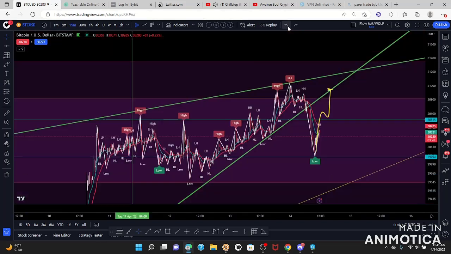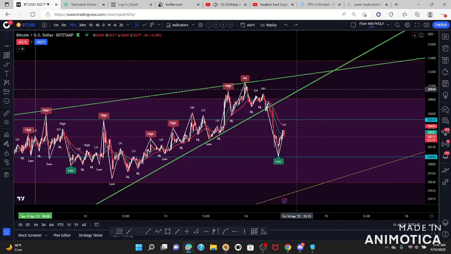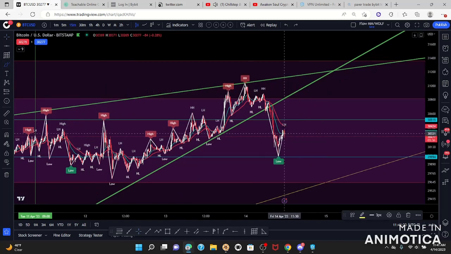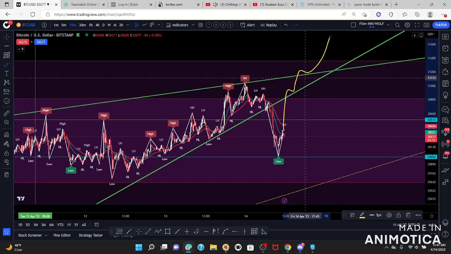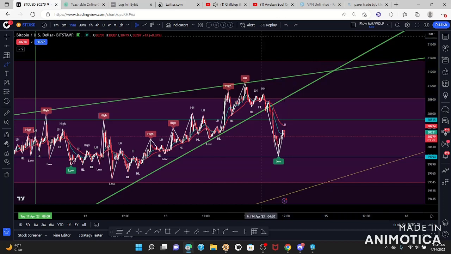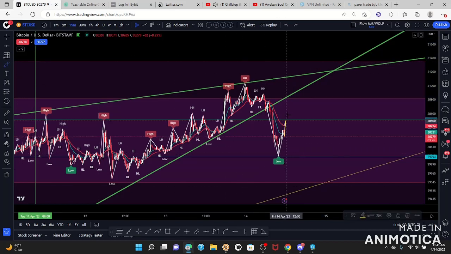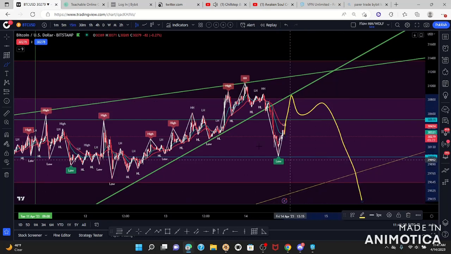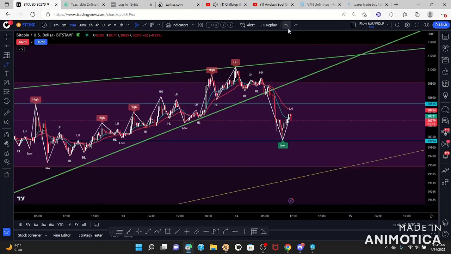So I won't enter a long till it comes in here, retests, and then kind of gets that support and keeps going up, if that makes sense. Because it could definitely come back up here, retest, and then fall down. Okay, so this would be a key zone to keep an eye on.